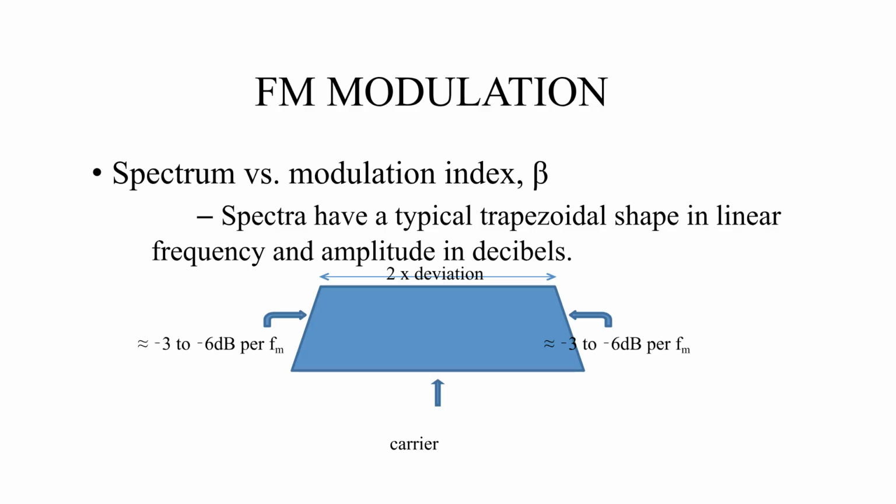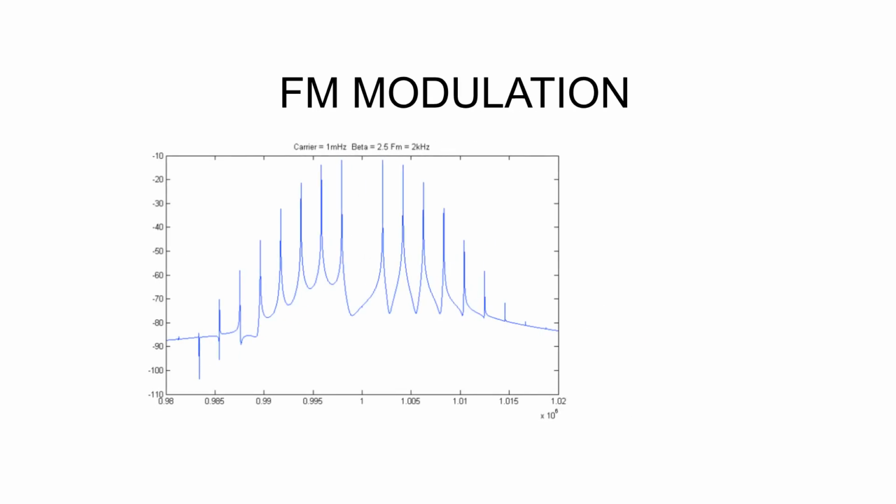The FM spectrum plotted against the modulation index beta shows a typical trapezoidal shape in linear frequency and amplitude in decibels. The deviation is 2 times the maximum deviation, and the carrier is in the center. This graph illustrates FM modulation with a carrier frequency of 1 MHz and a modulation index beta of 2.5 using an fm of 2 kHz.